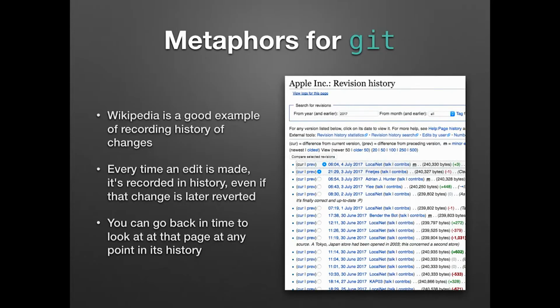Wikipedia is a good example of history. Every time somebody makes an edit on Wikipedia, that goes in the edit log. Even if that change is later reverted, if somebody goes back and says, no, your edit here was terrible, you're a terrible person, you should be banned from Wikipedia, it's still recorded.